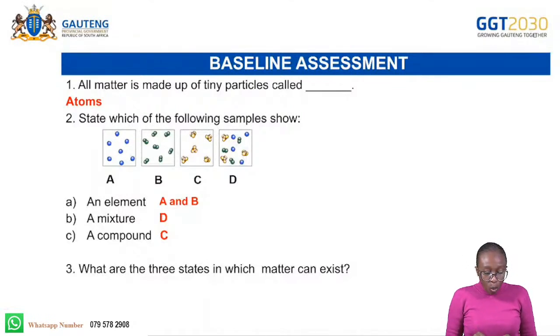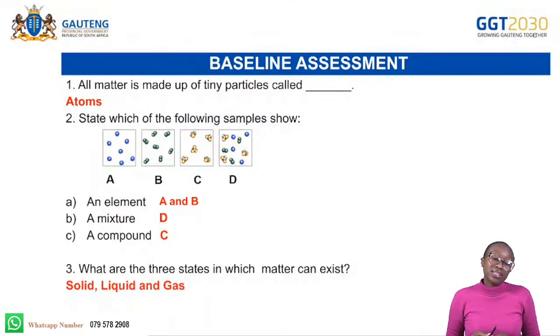Number 3, what are the 3 states in which matter can exist? It can exist as a solid, as a liquid, and gas. So solid, liquid, and gas. I'm going to give you 1 minute to copy down these corrections, and then after 1 minute we will continue with our lesson.